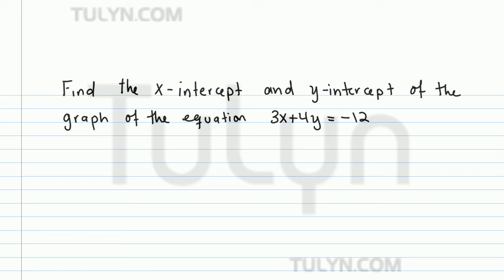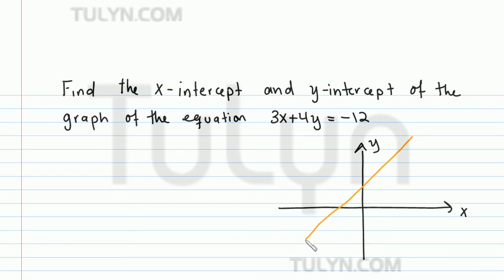So if I want you to find the x-intercept and the y-intercept of the graph of this equation, 3x plus 4y is equal to negative 12, first we have to remember what the x-intercept and the y-intercept mean. So let's do a quick illustration here. We have our horizontal axis x and our vertical axis y. And let's say our line looks something like that, just as an example.